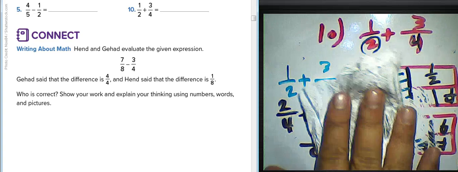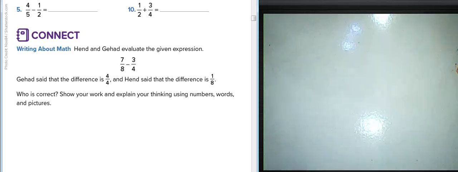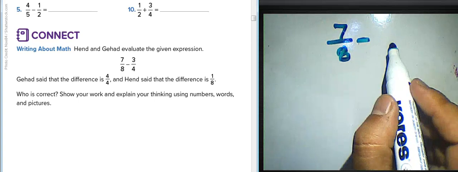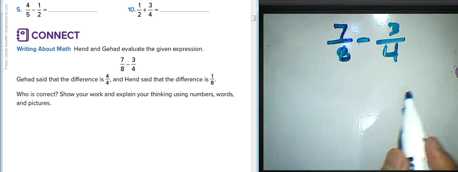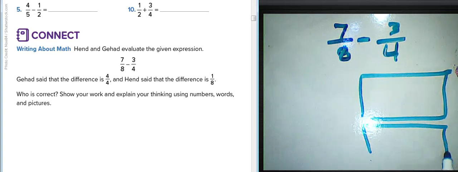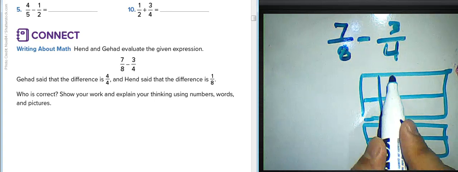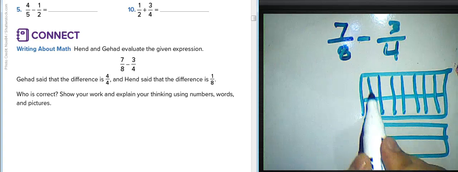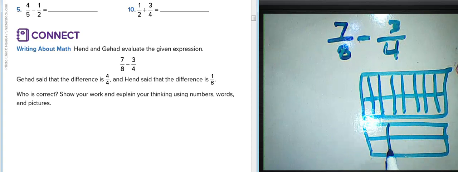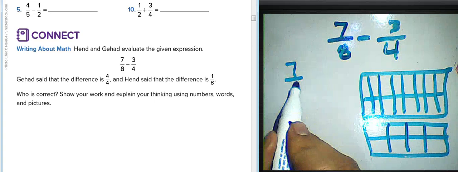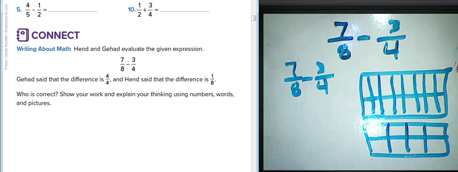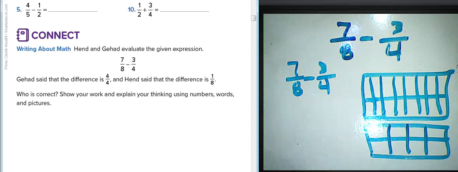Okay, we will solve this example by using the model to find the result. 7 over 8 subtracted by 3 over 4. We can draw two rectangles equal in area and divide one into 8 parts, 1, 2, 3, 4, 5, 6, 7, 8, and the other into fourths. 3 over 4 we can divide into 4 parts here. Write the least common multiple between them. The least common multiple is 8, because 8 can be divided by 4.